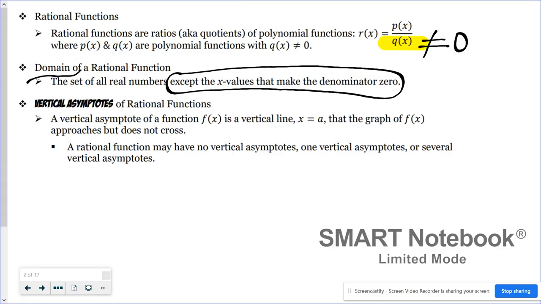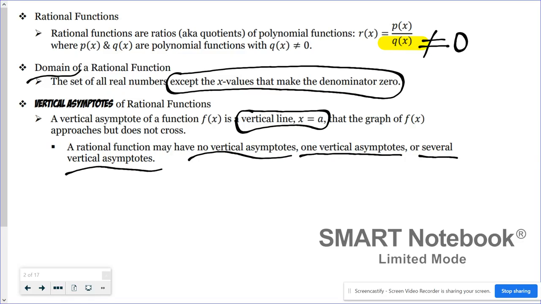Okay. Vertical asymptotes. A vertical asymptote of a function is a vertical line, and we write vertical lines as x equals a number, that the graph of the function approaches but does not cross. Now, in a rational function, it's possible that they have no vertical asymptotes, although that's kind of unusual. It's possible for them to only have one, which is very common. It's even possible for them to have several vertical asymptotes. But I think most commonly what you're going to see is one vertical asymptote.